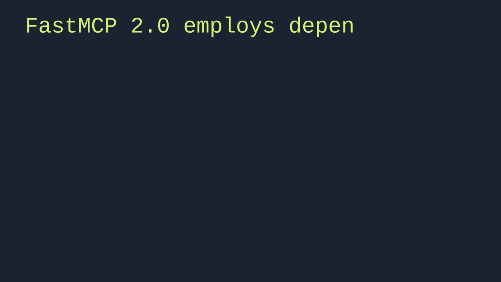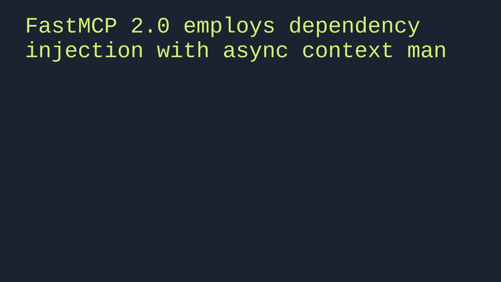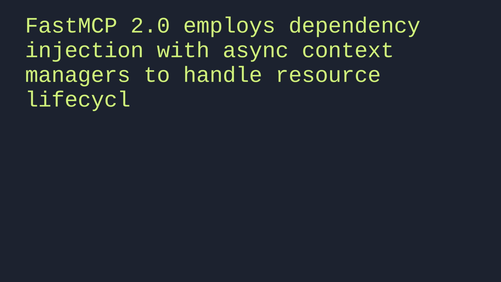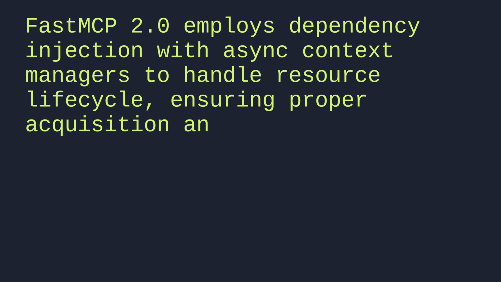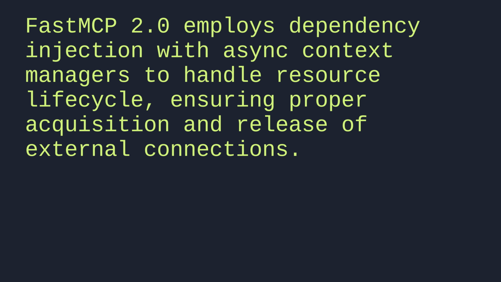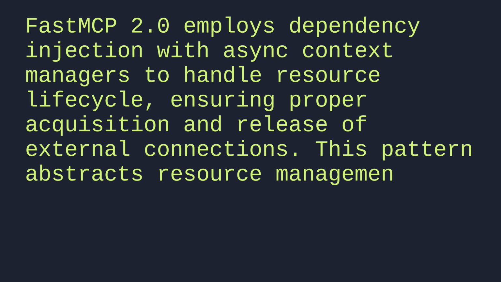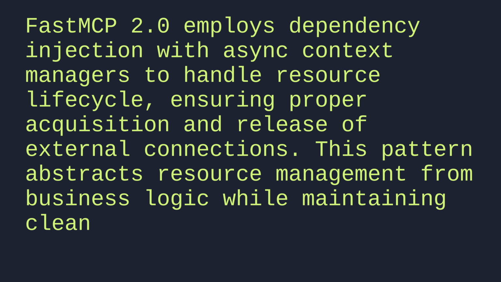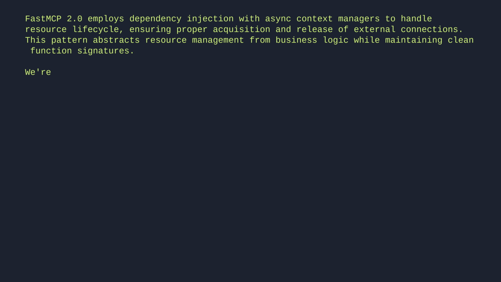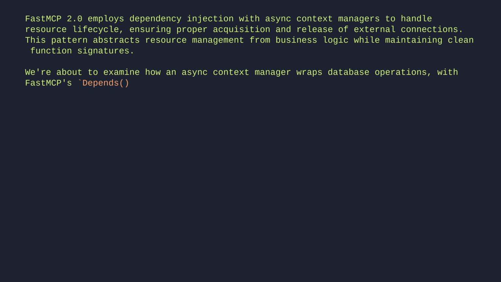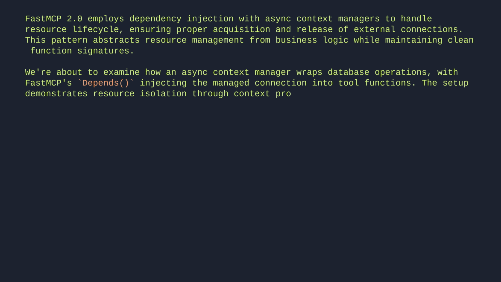FastMCP 2 employs dependency injection with async context managers to handle resource lifecycle, ensuring proper acquisition and release of external connections. This pattern abstracts resource management from business logic while maintaining clean function signatures. We're about to examine how an async context manager wraps database operations, with FastMCP's depends injecting the managed connection into tool functions. The setup demonstrates resource isolation through context protocols and automatic cleanup via the finally block.